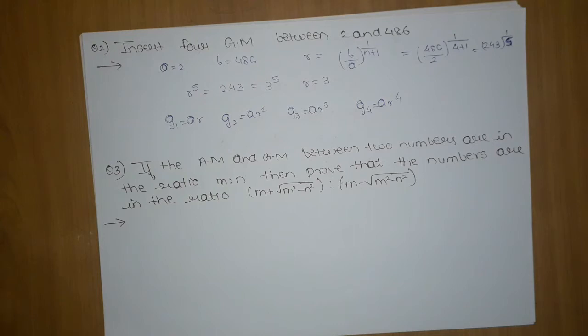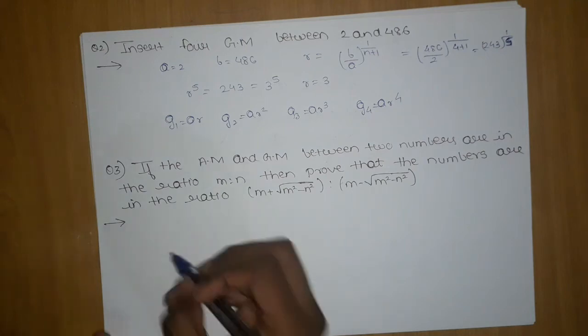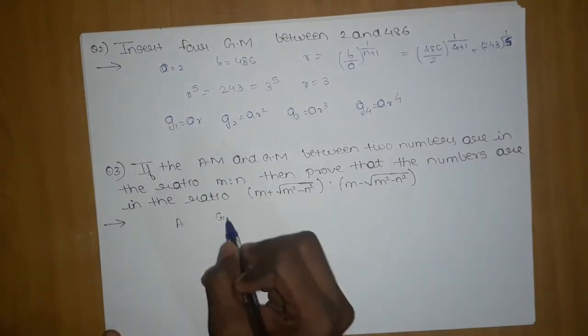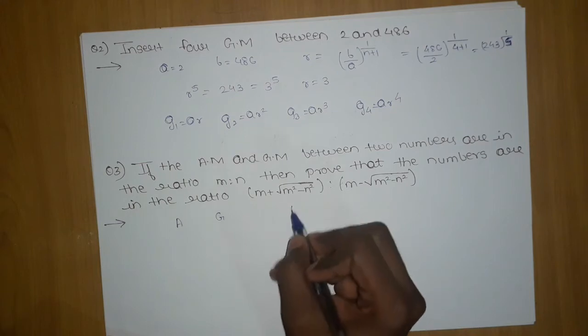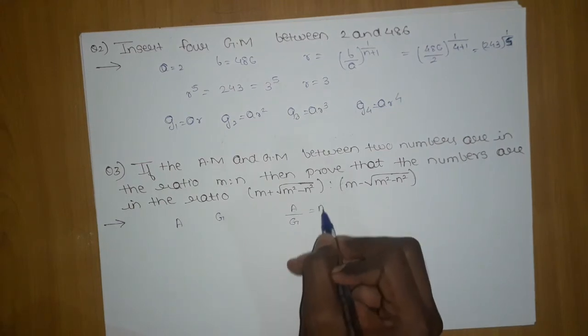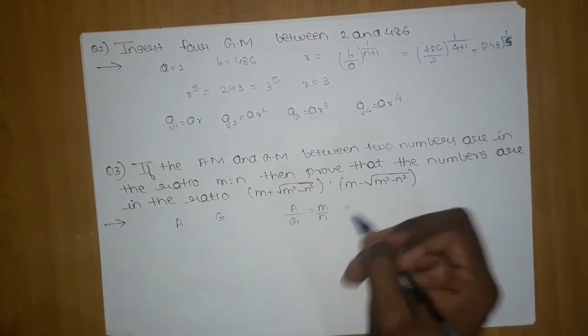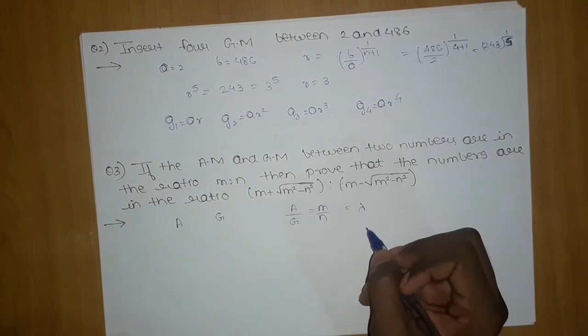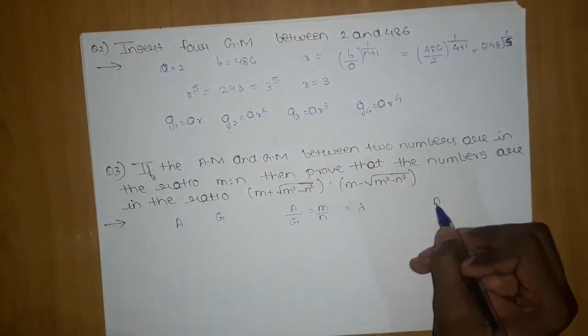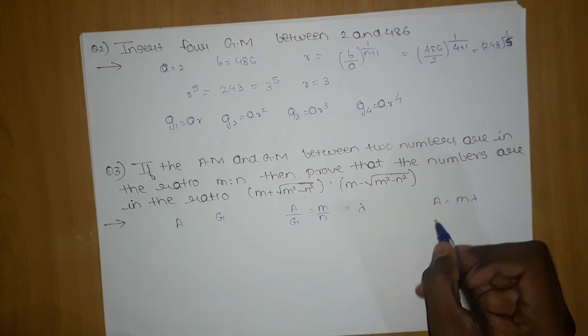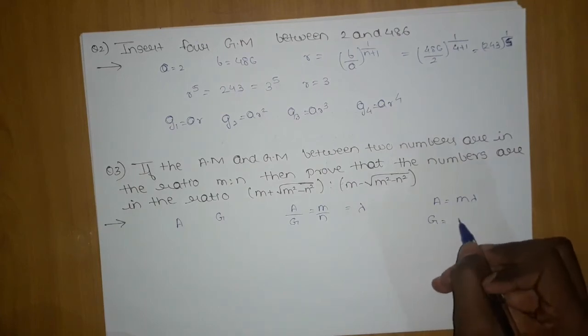The next question says, if the AM and GM between two numbers are in the ratio m is to n, then prove that the numbers are in the ratio this. If I denote AM by A and GM by G, they are telling that A by G is nothing but m by n. Then can I say that it is equal to lambda? So A will be m into lambda, and G can be n into lambda.